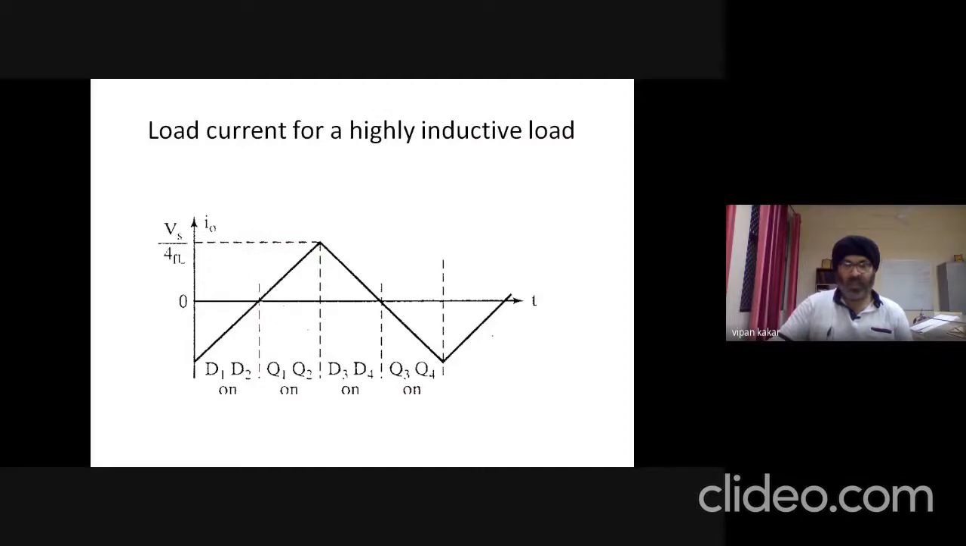So this is again the load current as we saw in the half wave inverter case. Here D1 and D2 are turned on, we are ramping up. Q1 and Q2 are turned on, we are ramping up. D3 and D4 are turned on, we are ramping down, as we saw in the previous circuit, and Q3 and Q4 are ramping up in the opposite direction, and so on.